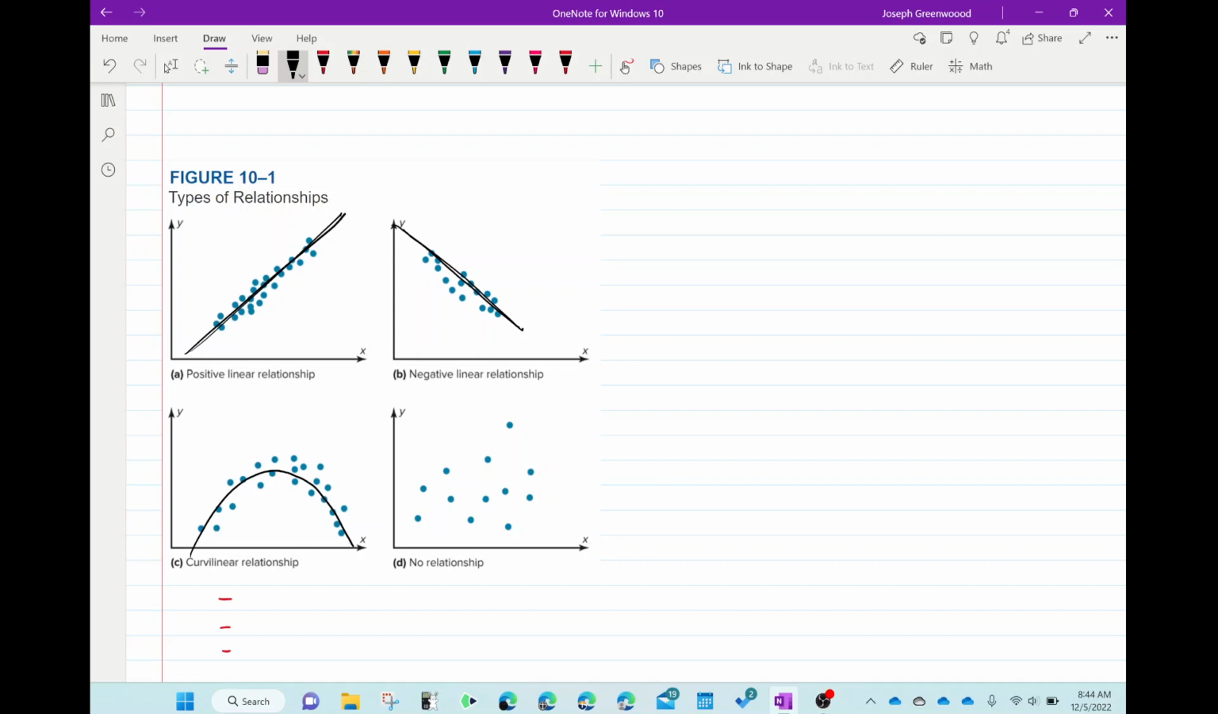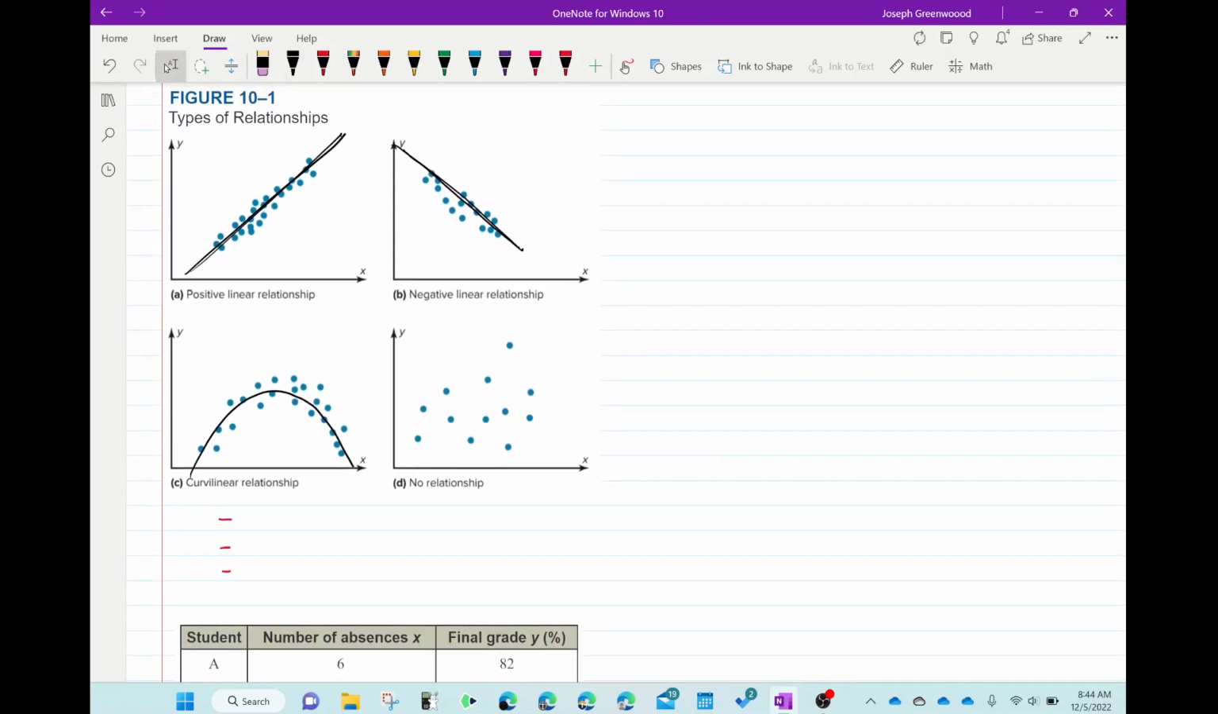Now, curvilinear relationships actually come in a lot of different varieties. Curvilinear can come as logarithmic, which tends to look something like that. They can come as exponential, which tend to be equations or patterns that follow that pattern.